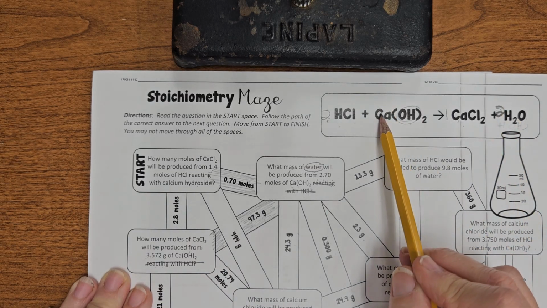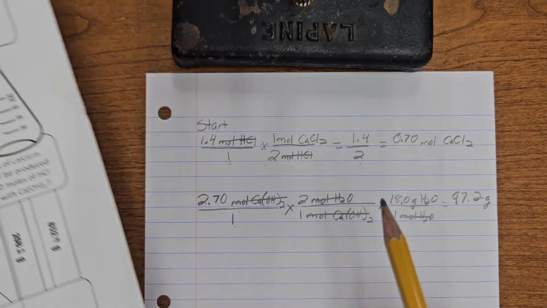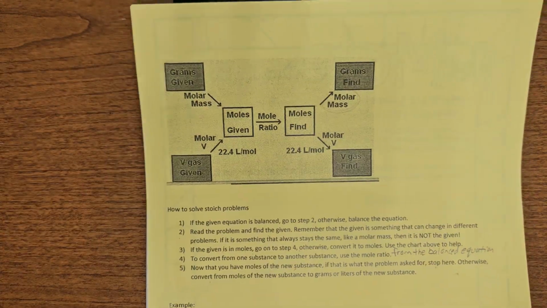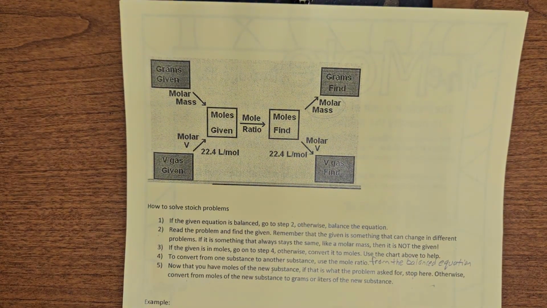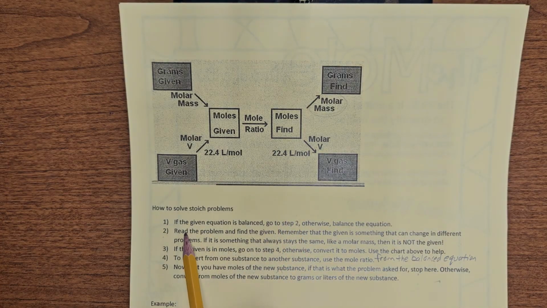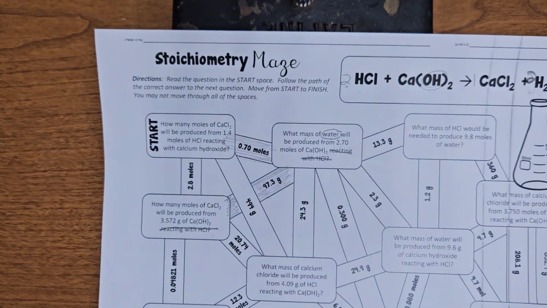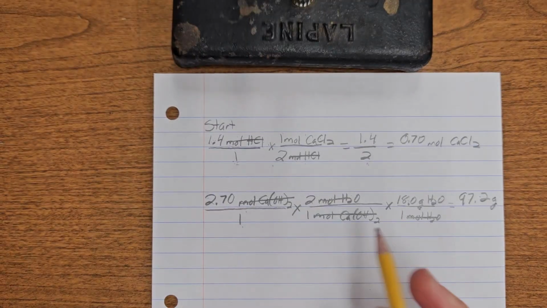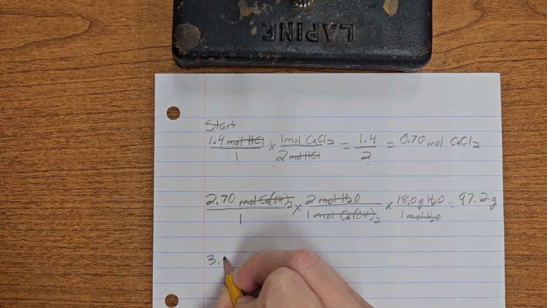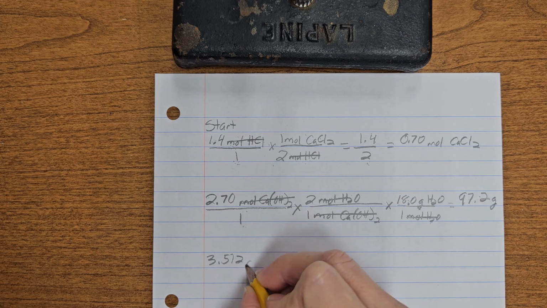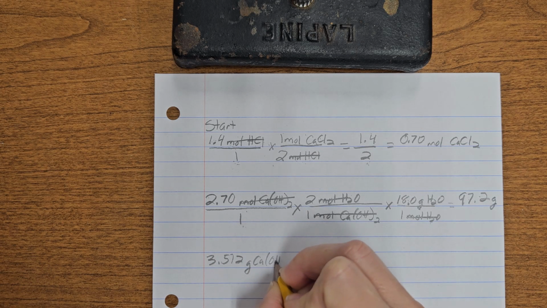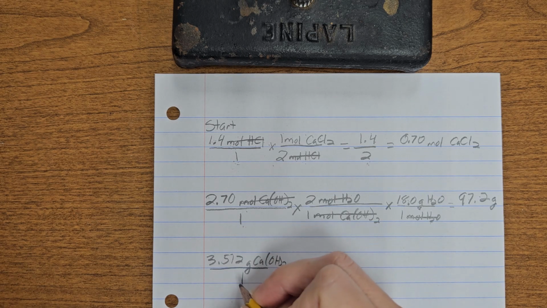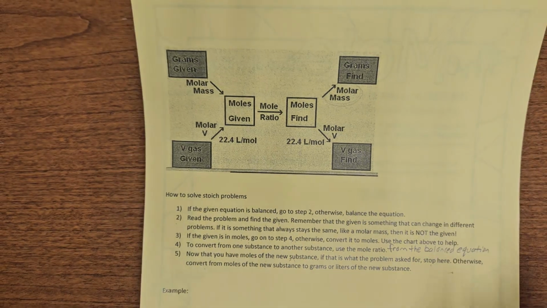Step 1, our equation is balanced. Step 2, and again, I'm just reading my directions straight off of this document. Step 2, read the problem and find the given. When I read the problem, my given is 3.572 grams of calcium hydroxide, 3.572 grams of calcium hydroxide over 1. And they want me to find moles of calcium chloride.